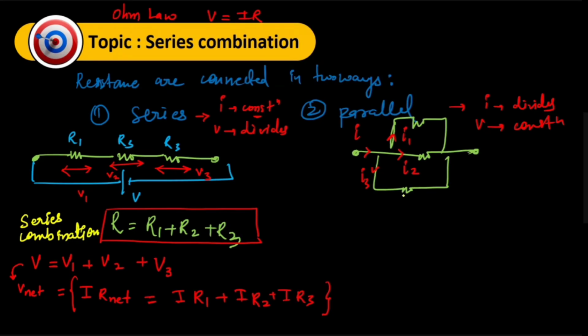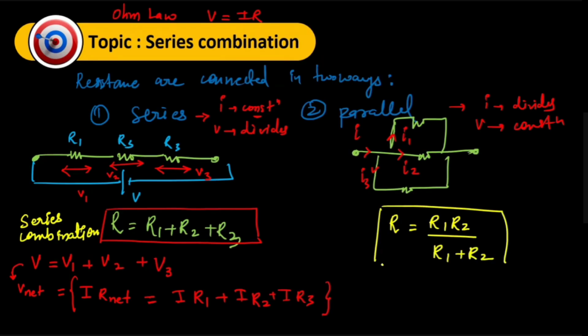And here this R is nothing but R1 R2 by R1 plus R2, which we saw in the previous question. So it can also be derived in that way only.